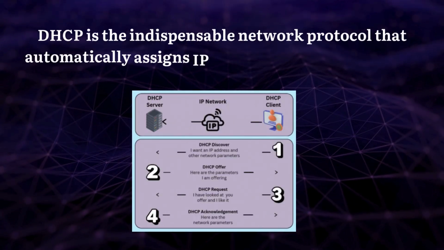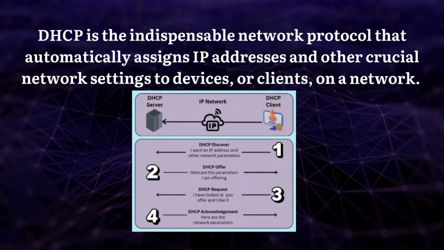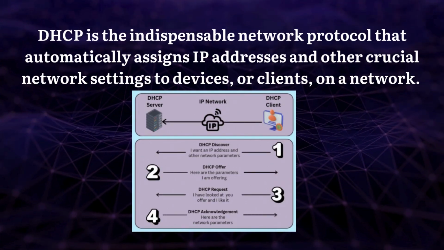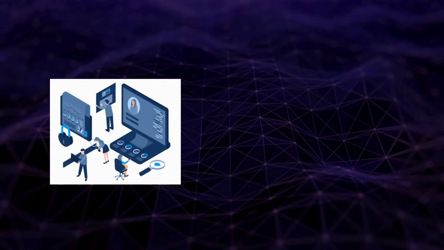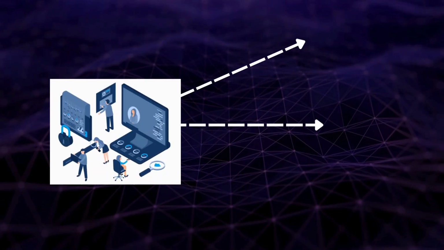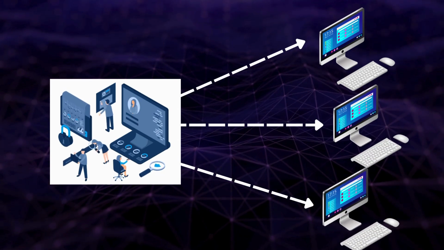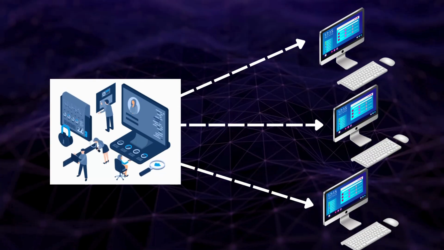DHCP is the indispensable network protocol that automatically assigns IP addresses and other crucial network settings to devices or clients on a network. Without it, network administrators would have to manually configure every single device, which is a nightmare for networks with hundreds or even thousands of clients.